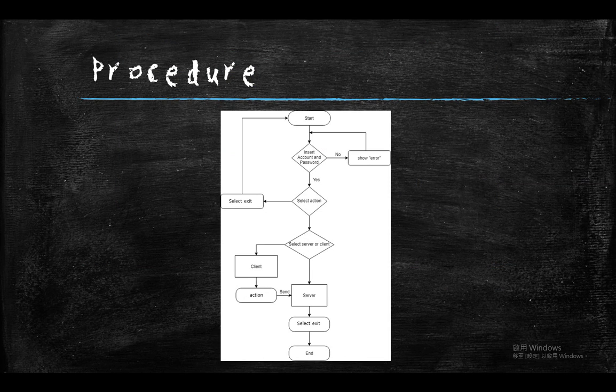And now I'm going to introduce the procedure of our program. If you insert the account and password, you can select an action. If not, the system will show an error. If you select your action, you can select exit, or you can select server or client. And then if you select client, the client will send data to the server. And at the end, you can select exit to exit the program. The end.